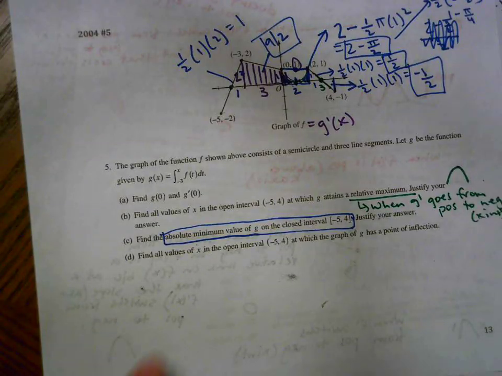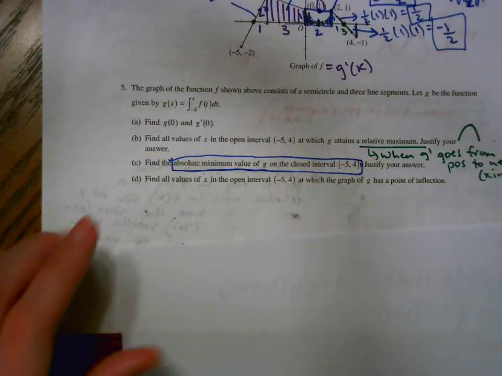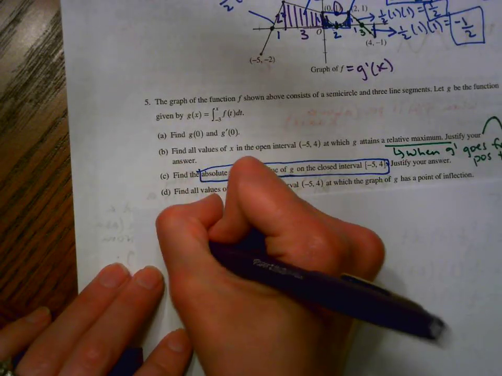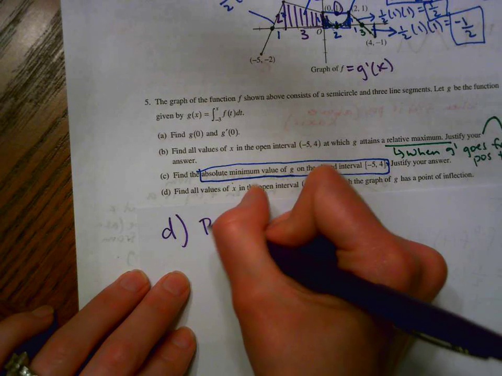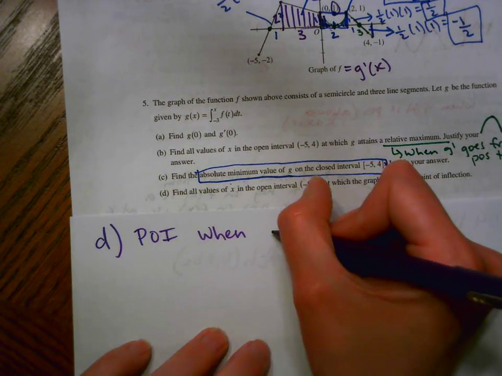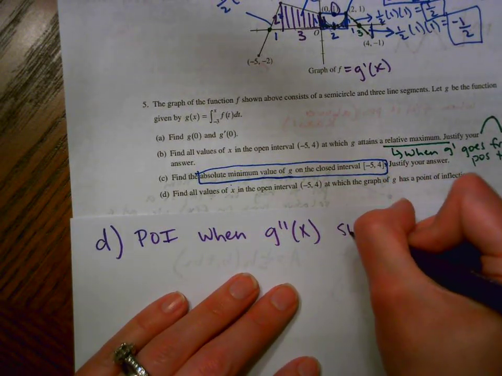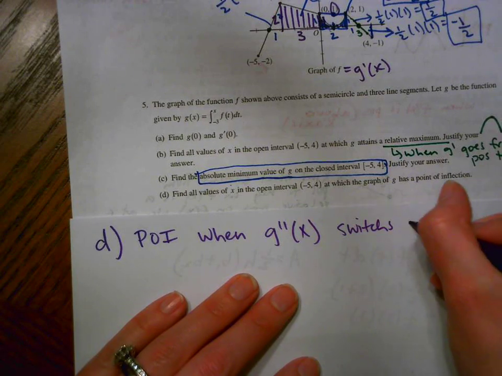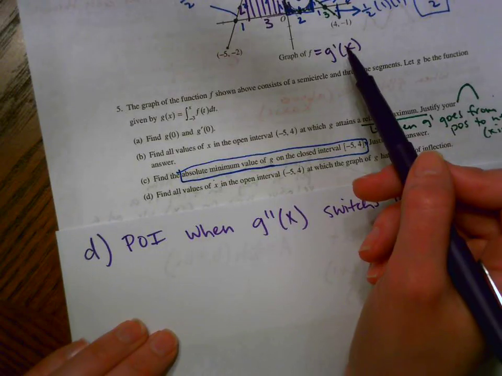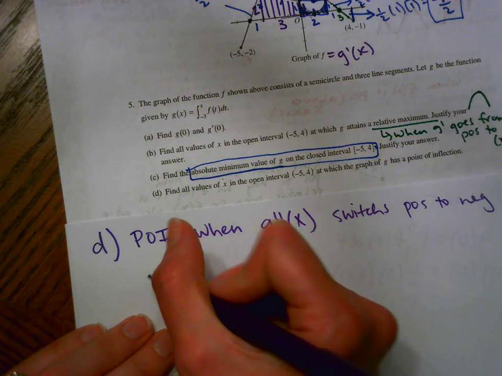Now we got D. So D says find all the values in the open interval where the graph of G would have a point of inflection. So what do we know about a point of inflection? You have a point of inflection when, you can think about it two different ways, when either G double prime switches from positive to negative. But if you think about it, we don't have G double prime. So use that to think about what does that mean in terms of G prime.